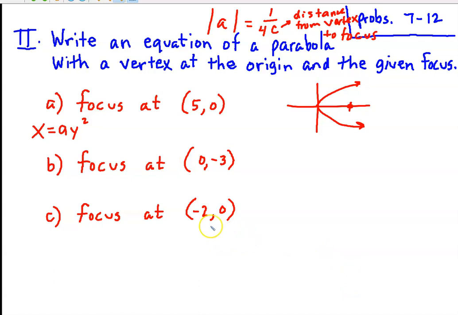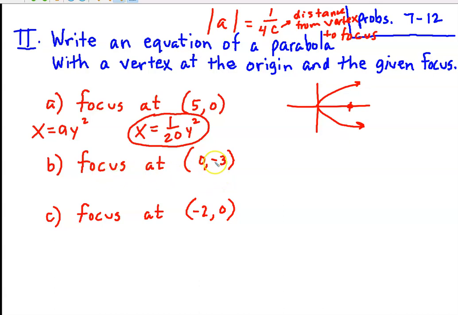So the goal of this problem then is to find out what A is. And when I find A, I drop that number in, and I've got my equation. This formula helps me find A if I know how many units it is from vertex to focus. The vertex is at the origin, and the focus is at 5, 0. Obviously that's 5 units, so C is 5. So that makes A 1/20th. So to finish off my answer, x is going to be 1/20th y squared.